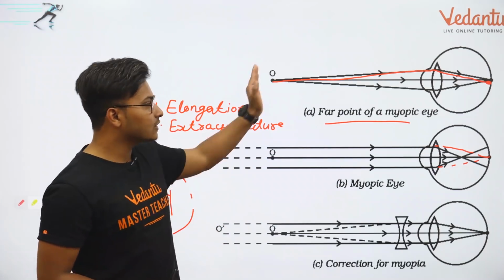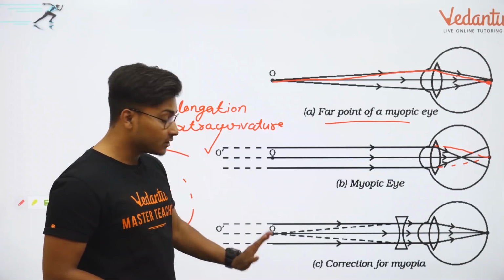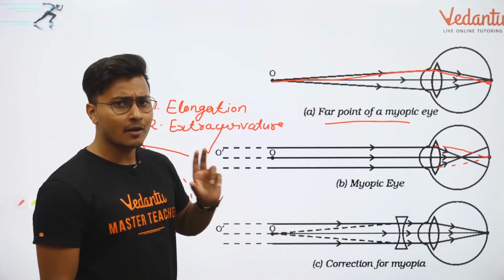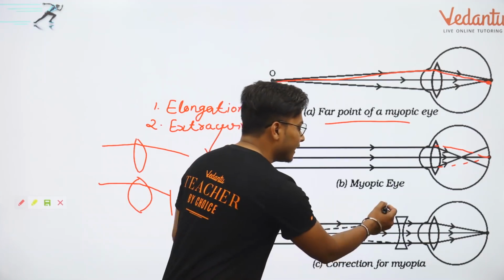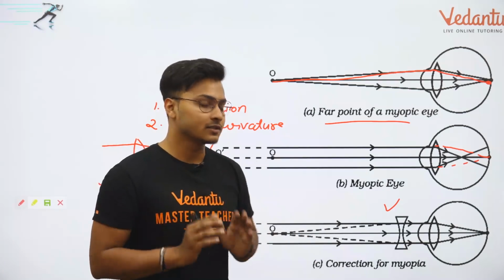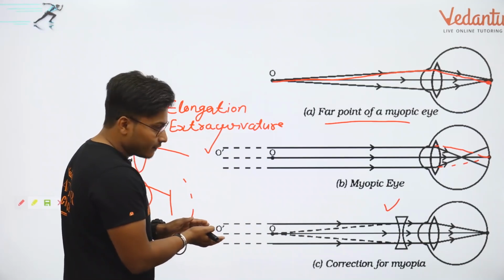Cool? Okay, so we have understood the first diagram, we have understood the second diagram, we are talking about the third diagram. In the third diagram, what is happening? Correction for myopia. So to correct our myopic eye, we will obviously be inputting a concave lens, because a concave lens is nothing but a diverging lens. So all the light rays now, look at it very, very carefully.